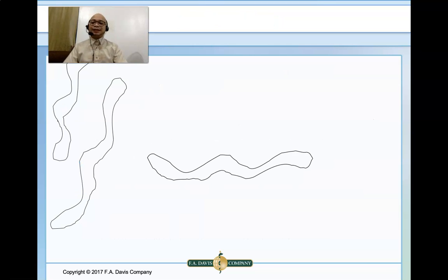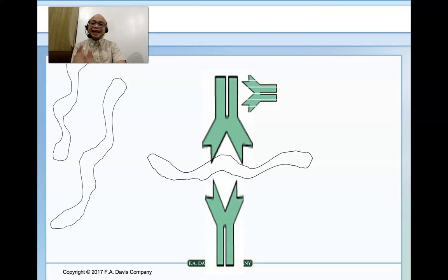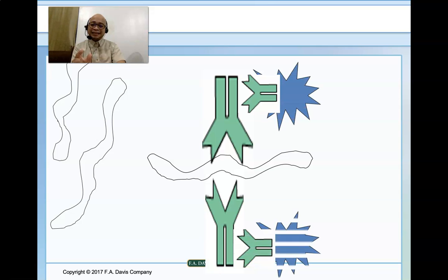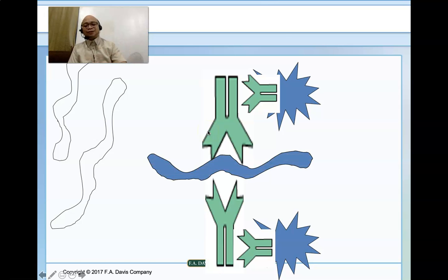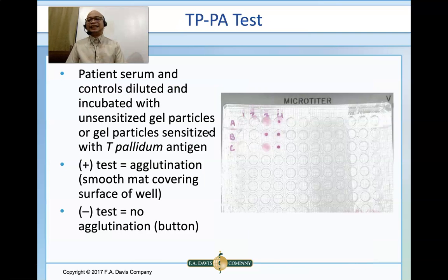So it's like this one. You have the Treponema pallidum on the slide, and then you add patient serum with the patient's antibody, and then you add fluorescent-labeled anti-IgG. If the person is positive for syphilis, the organism will glow in the dark, such as this one. That is the FTA-ABS, fluorescent treponemal antibody absorption. That is an example of IFA, the indirect fluorescent assay.